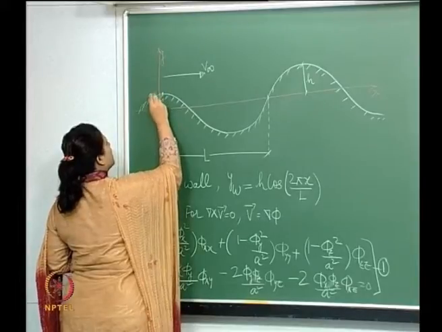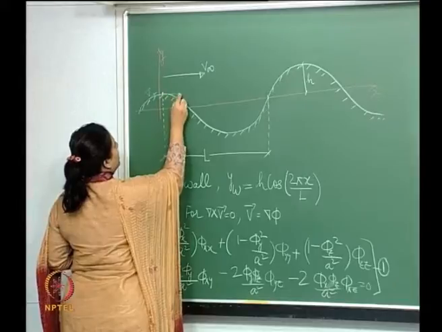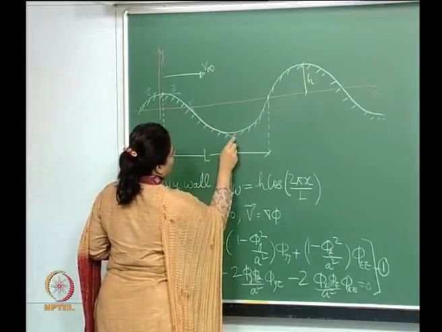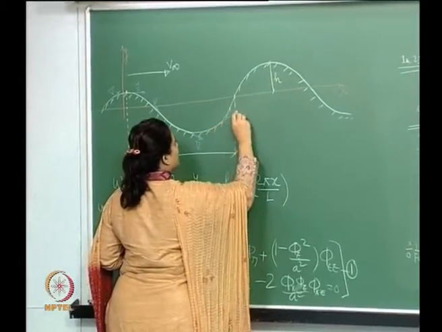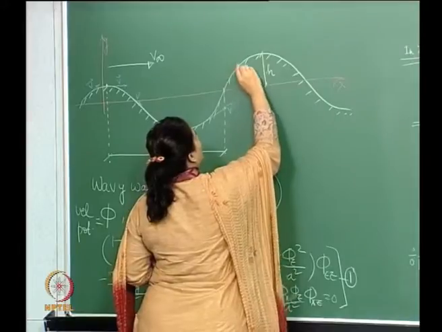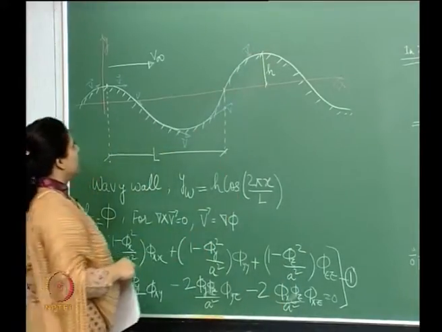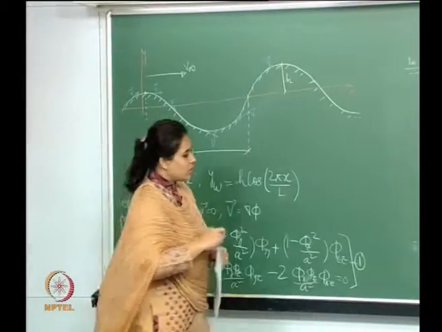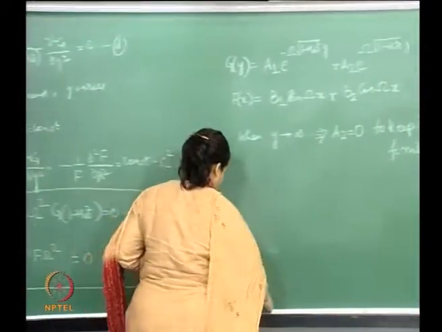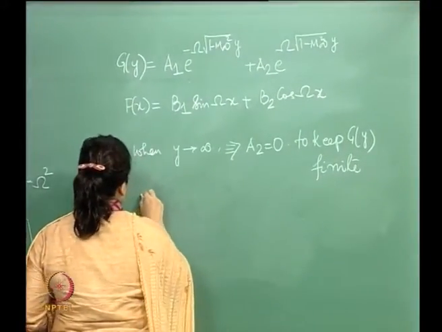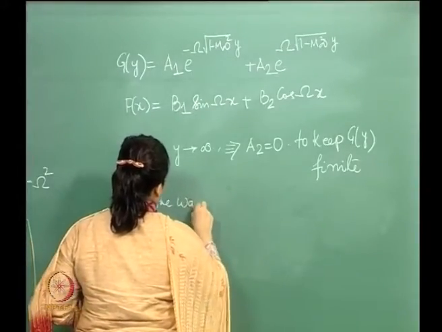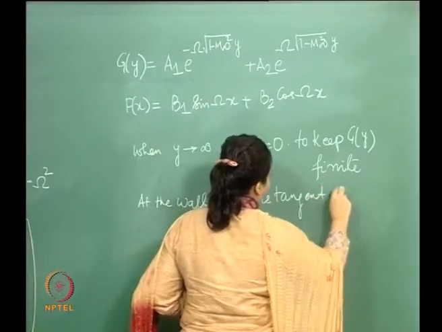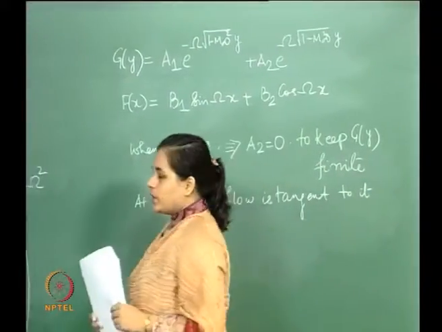So, let me draw some streamline vectors, right. So, this will be my local velocity vector, then this will look like my local velocity vector, so on and so forth. So, essentially what I am doing over here, I am just saying that my velocity vector is tangent at the wall, the velocity vector is tangent to the wall, right. So, therefore, the flow is tangent to it, right. So, therefore, another boundary condition is flow is tangent to it, right.